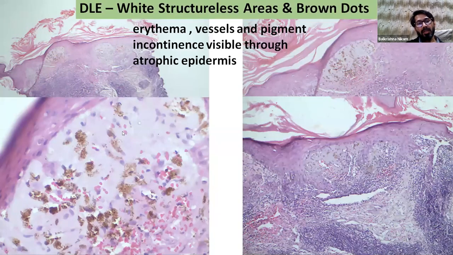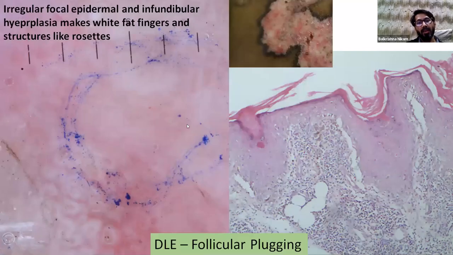So these are typical melanin globules, which appear as melanophages, as gray dots. You can see the multiple vessels which are proliferating as linear and branching vessels in the DLE dermis. And there is an irregular focal proliferation of the infundibula. Many times there are atrophic areas and hypertrophic areas. The hypertrophic areas of epithelium, which are again demelanized, form the rosettes. These form the different figures.